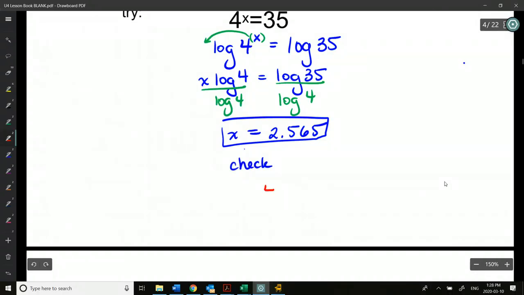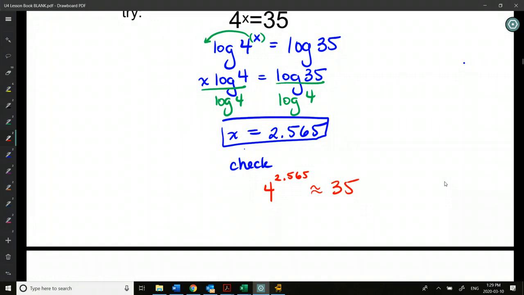Okay, let's do a little check. If you enter into your calculator 4 to the power of your answer, you should get approximately 35. Now, because we rounded this a little bit, when I enter in 2.565, I'm getting 35.017, and that's due to rounding. So we get very close, approximately equal to 35.